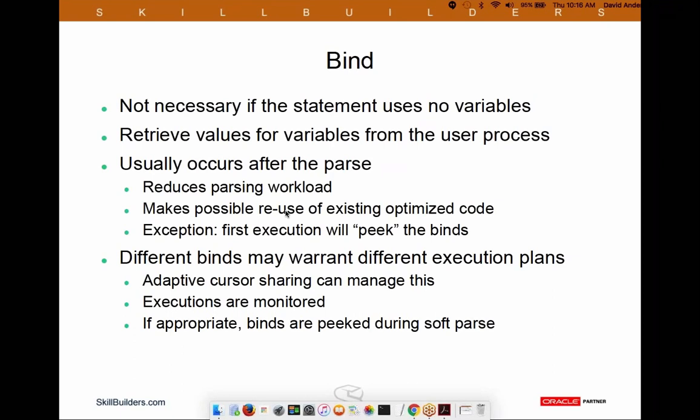Makes possible reuse of existing optimized code. Now there is a notion of peeking. The first execution will peek so that the optimizer step that we talked about in the previous slide has an actual value to work with.